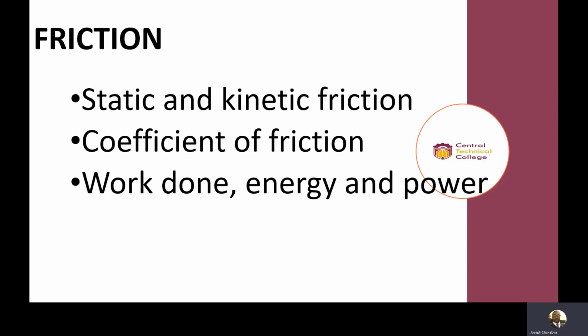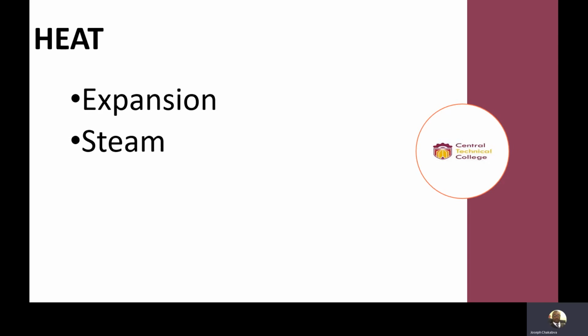And then the next module is friction. We're going to look at static and kinetic friction, as well as the coefficient of friction. We'll do examples for bodies on a horizontal surface and on an incline. We're also going to talk about work done, energy, and power as well.